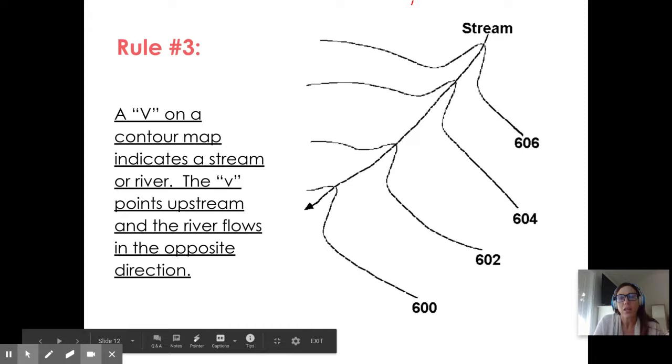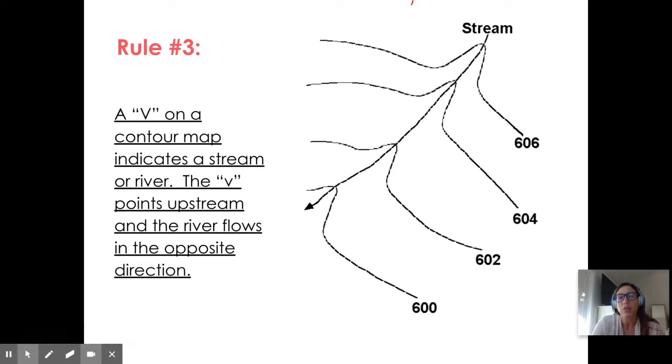Another way to check that is to look at your contour lines and realize that water flows downhill, so it should be going from high to low.